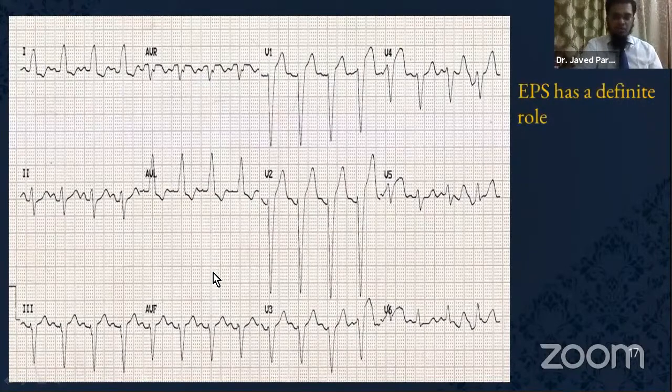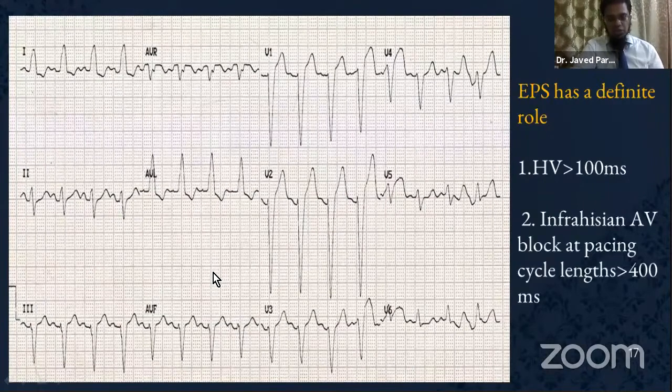Definitely, after further evaluation, if you cannot find any significant cause of syncope and you think AV conduction abnormality is involved or responsible for the syncope, then you must subject these patients to an electrophysiological test. Specifically, if you have an HV interval in these patients of more than 100, or you have AV block at pacing cycle lengths of more than 400, then these patients would go for a pacemaker.